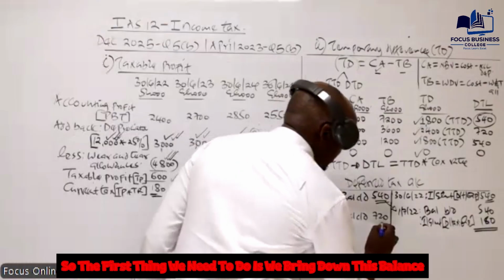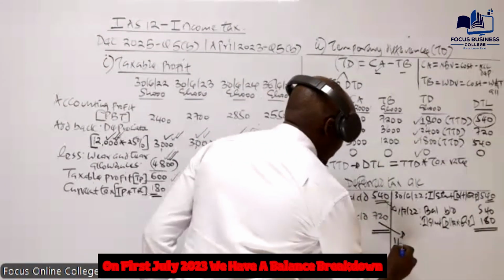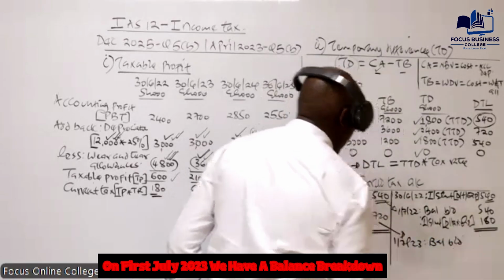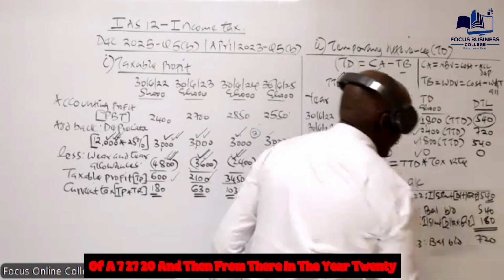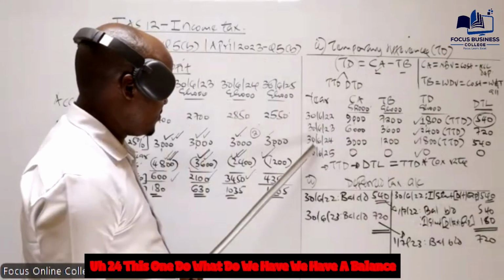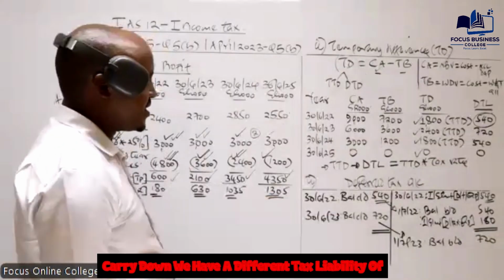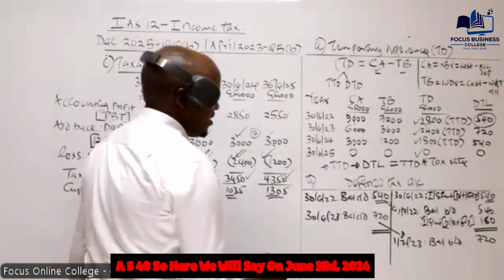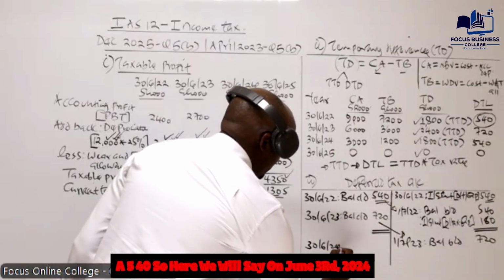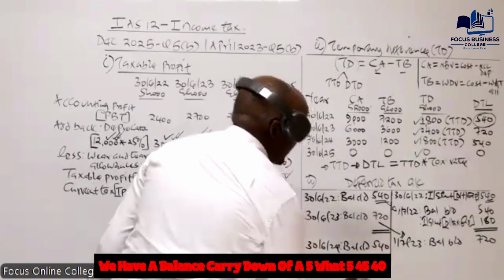So the first thing we need to do is bring down this balance on the direct opposite side. On 1st July 2023, we have a balance brought down of 720. Then in the year 2024, we have a balance carried down. We have a deferred tax liability of 540. So here we will say on June 2024, we have a balance carried down of 540.